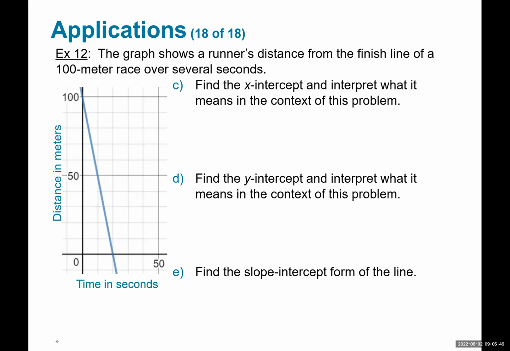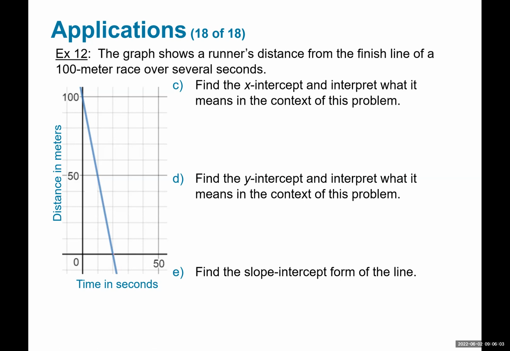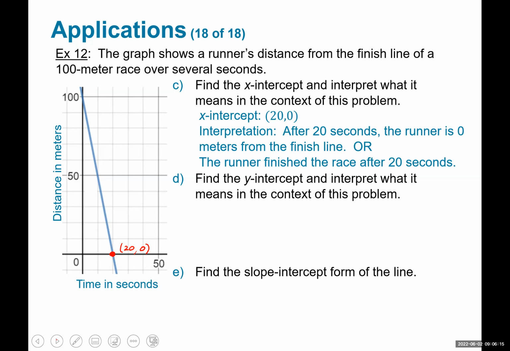All right, last questions. Same situation. This person is running towards the finish line of a 100-meter race over several seconds. In fact, 20 seconds. Anyway, find the x-intercept and interpret it. The x-intercept is right here. The point is (20, 0). This means it took 20 seconds for them to get to the finish line. Find the y-intercept. This is (0, 100). That means at 0 seconds, this person was 100 meters away from the finish line.